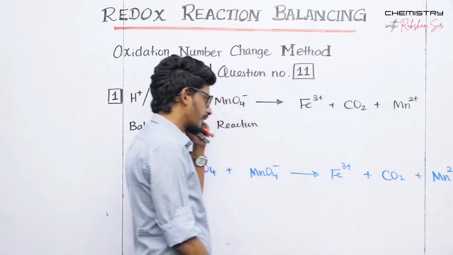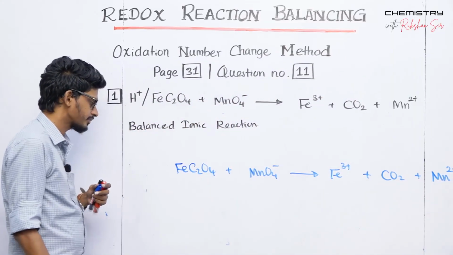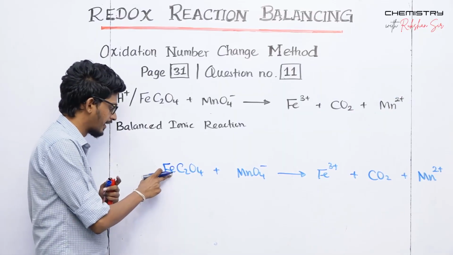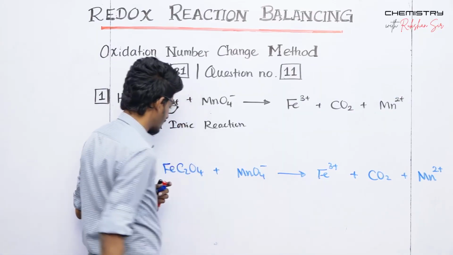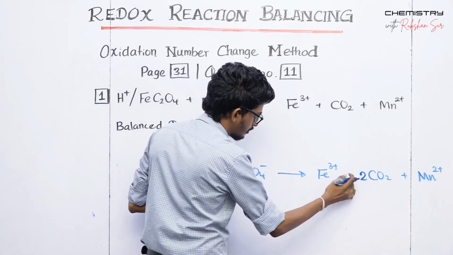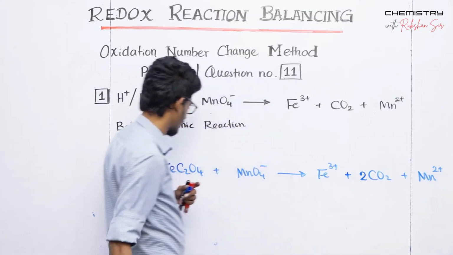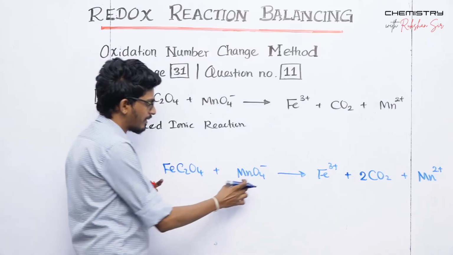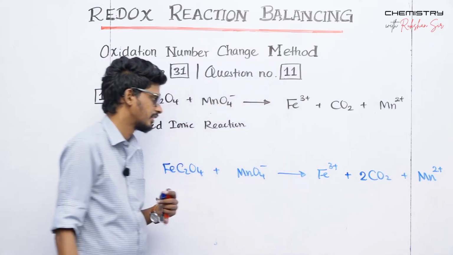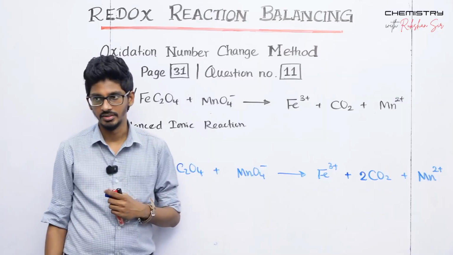First step is balancing the redox atoms. One iron is there, that is balanced. Two carbons are there, so you should write a 2 here for the 2 carbons. Then one manganese is there, it is also balanced. Balancing the redox atoms, that is done.